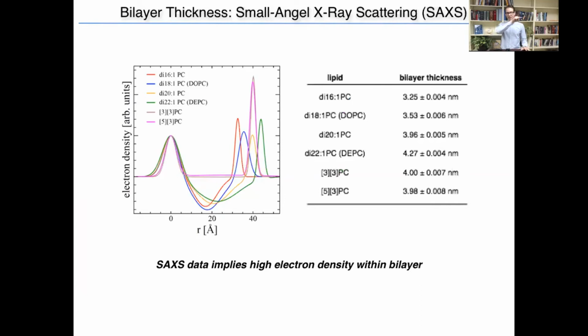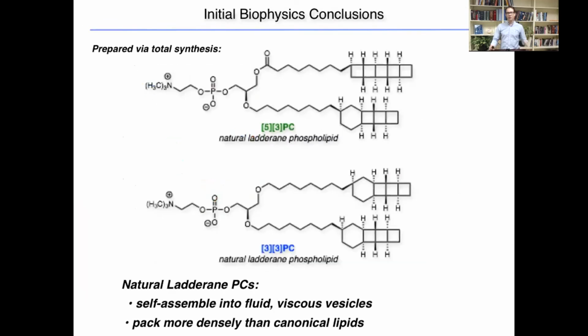So those two lines that just go straight across in the middle, those are our natural laterane phosphatidylcholines. And again, showing that the electron density is much higher there, which is also indicative of much tighter packing within the bilayer. So to summarize the properties that we found so far, these laterane lipids do self-assemble like normal phospholipids, but they pack much more densely and make much more viscous bilayers.